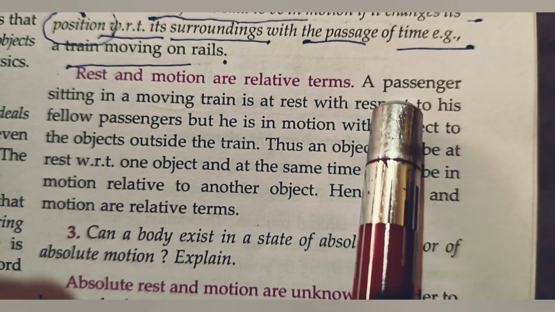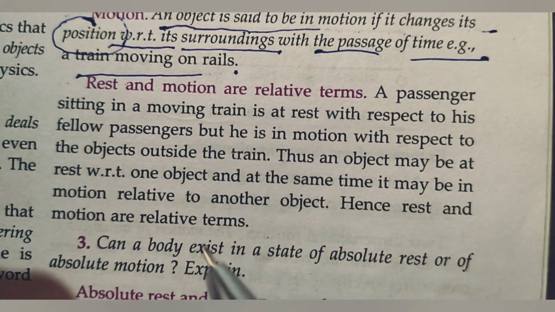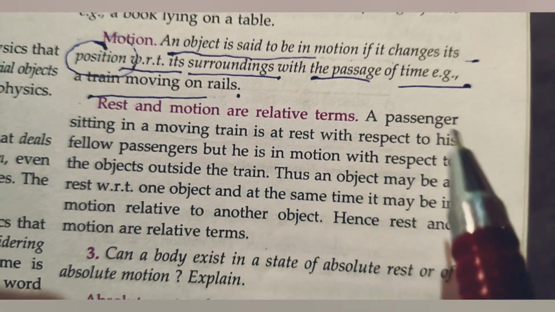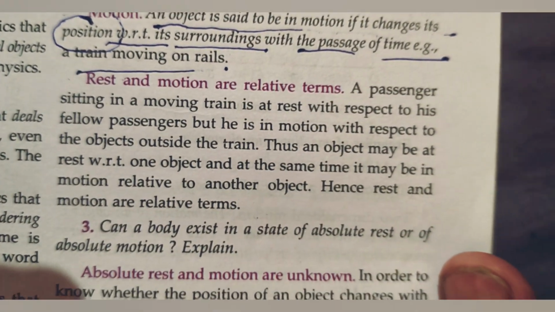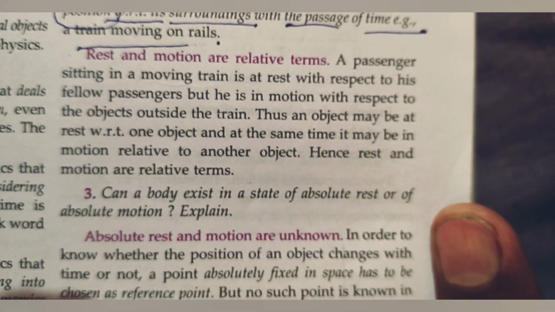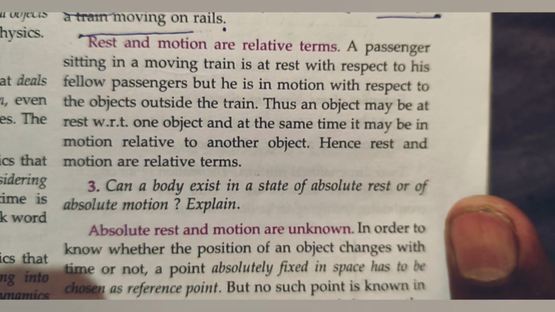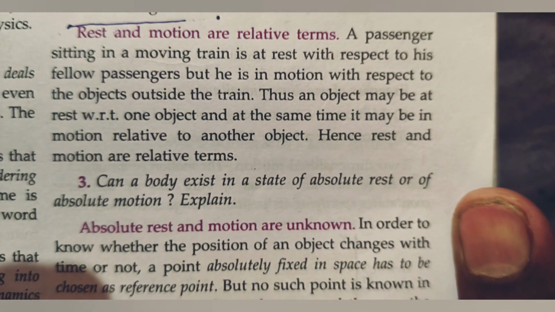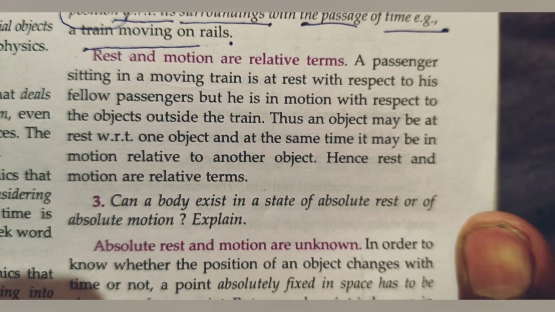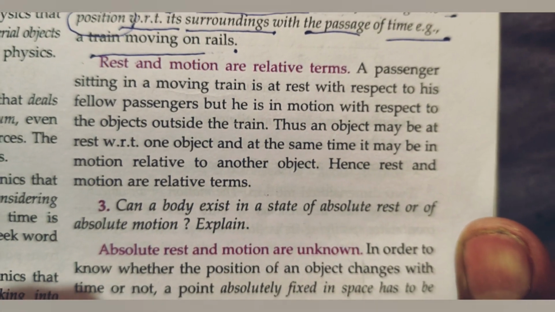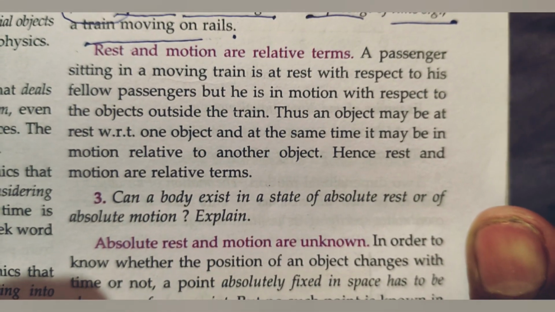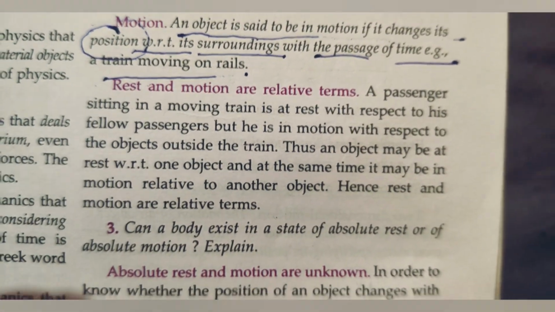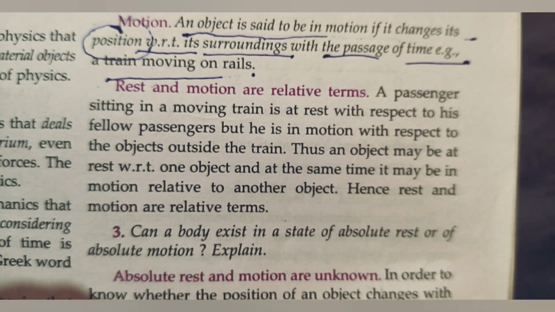You can see here they have written that a passenger sitting in a moving train is at rest with respect to a fellow passenger, someone who is sitting inside the train. With respect to that fellow passenger, the passenger is at rest. But with respect to someone outside the moving train, they are not at rest, they are moving.